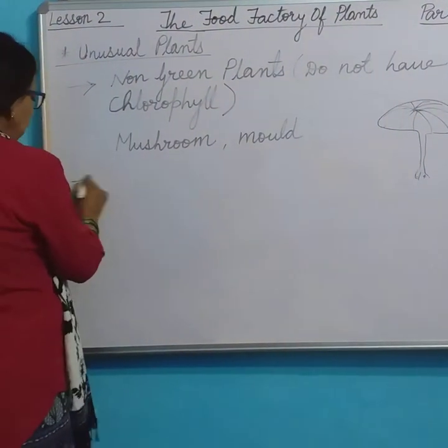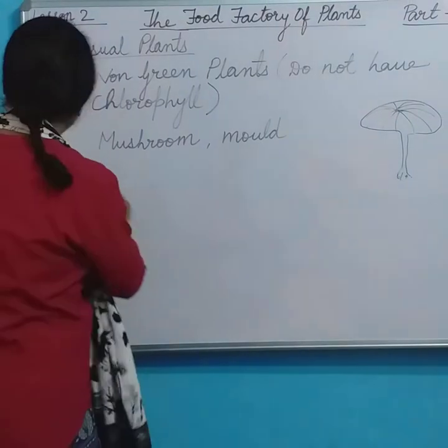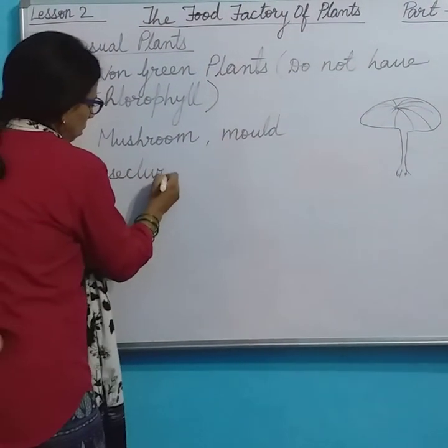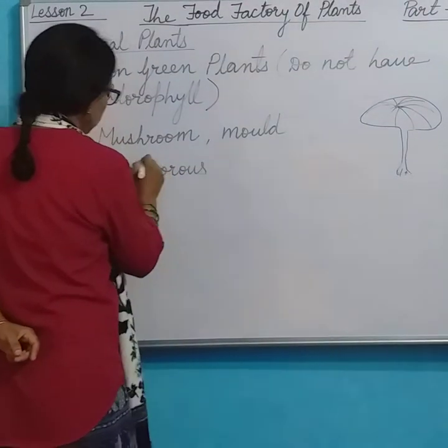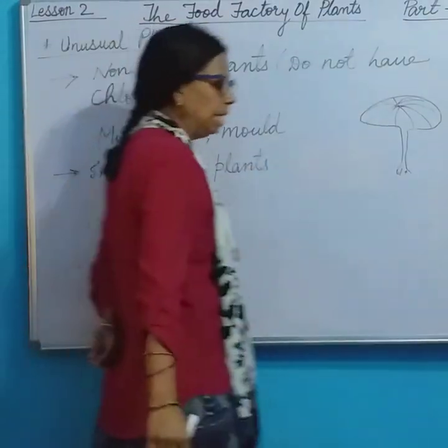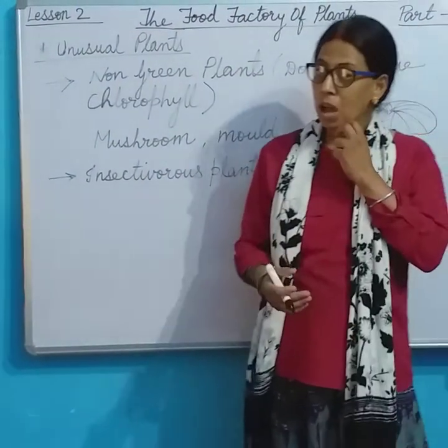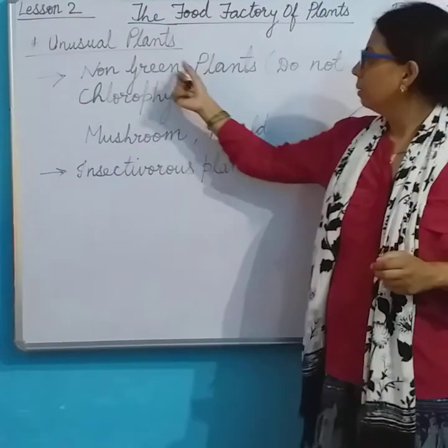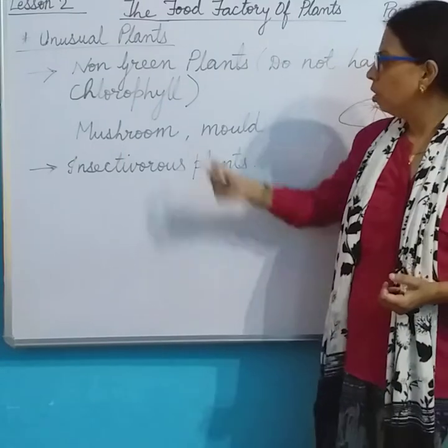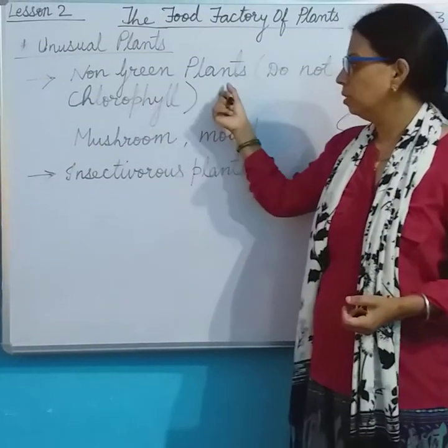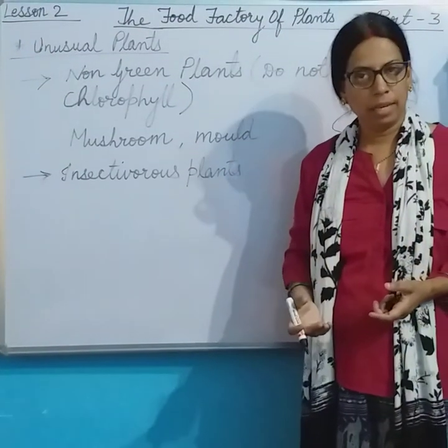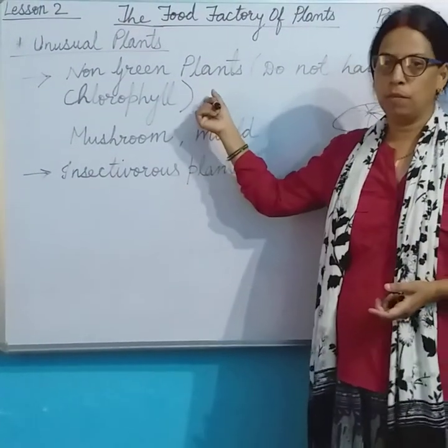Another category of unusual plants are insectivorous plants. Now what are these insectivorous plants? Till now we have studied that plants prepare their own food with the help of photosynthesis and they survive. Also just now you have studied there are certain non-green plants which grow on waste matters, dead and decayed matter, and that way they get their food and they survive.